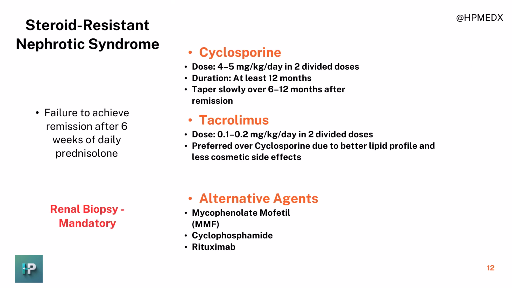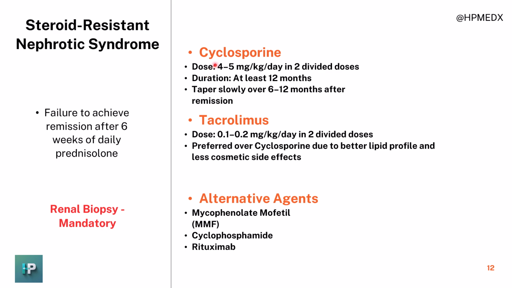And then the steroid resistant nephrotic syndrome. Here we see it is the failure to achieve remission after 6 weeks of daily prednisolone. So at first we start with prednisolone for every case, but after 6 weeks it may be classified as steroid resistance. And in case of steroid resistance, the renal biopsy is mandatory.